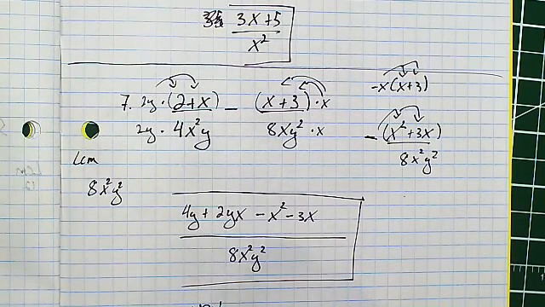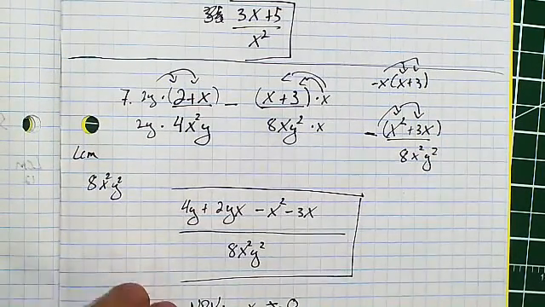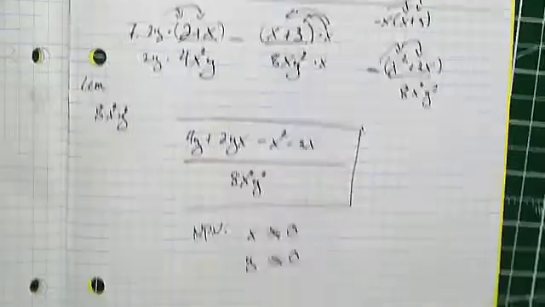One thing we do have to state is your non-permissible values. We basically have x squared and y squared, which, if we simplify it, means x cannot equal 0 and y cannot equal 0.